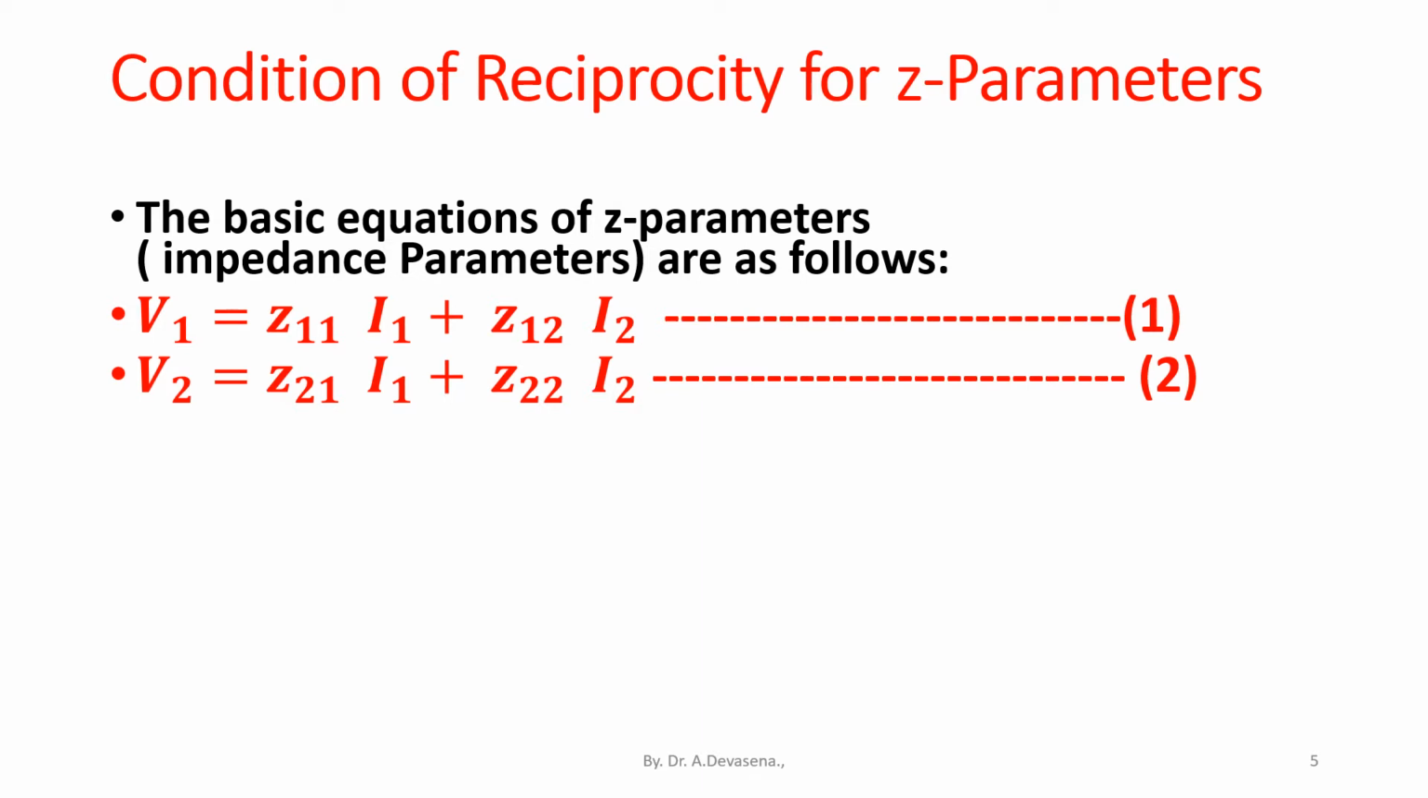That is, V1 is equal to Z11 I1 plus Z12 I2. Similarly, the voltage at port 2, V2, is equal to Z21 I1 plus Z22 I2. This is equation 2. That is, the voltage at port 2 is a function of the current at port 1, I1, and the current at port 2, I2. That is, V2 is equal to Z21 I1 plus Z22 I2. This is indicated in equation 2.